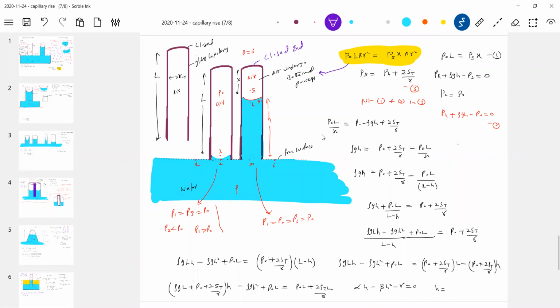Fine. The rest of the equations we know how to write, because here we have a meniscus. So there's a concave side and a convex side. So P5 equals P4 plus 2ST cos theta by R, with the angle of contact we assumed to be 0. Then again, writing the manometric equation: P4 plus rho GH minus P2 equals 0, P2 equals P naught, then solving.